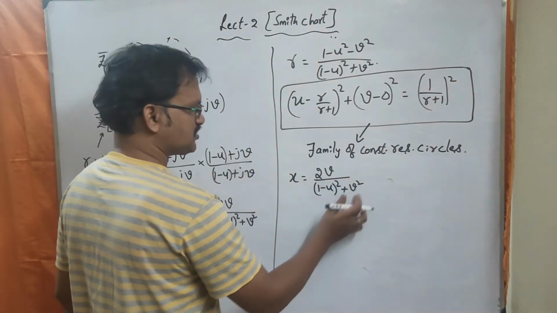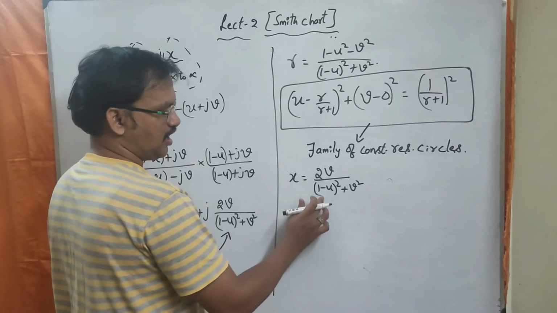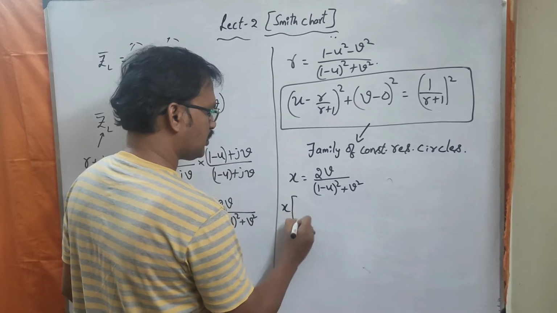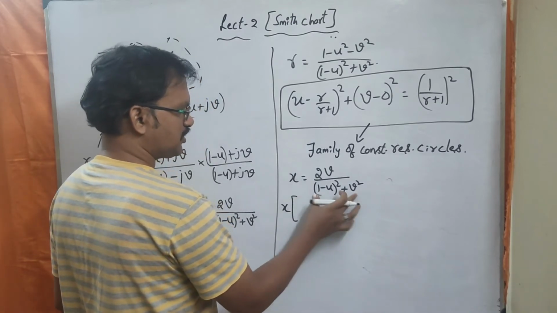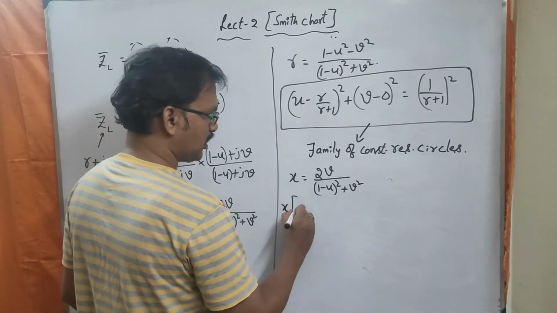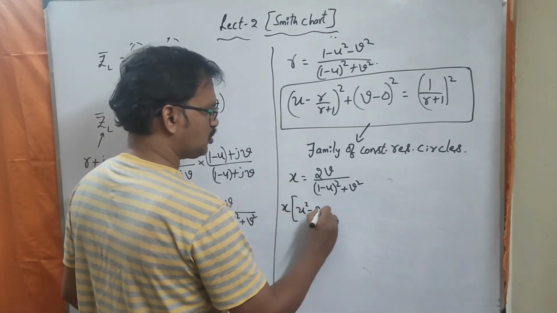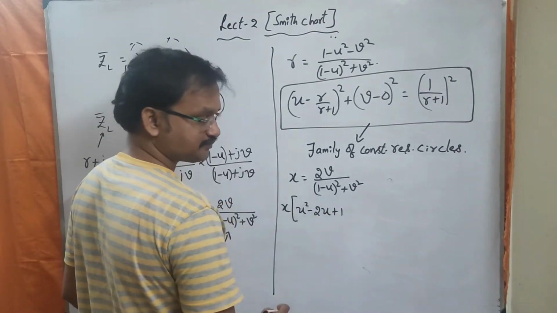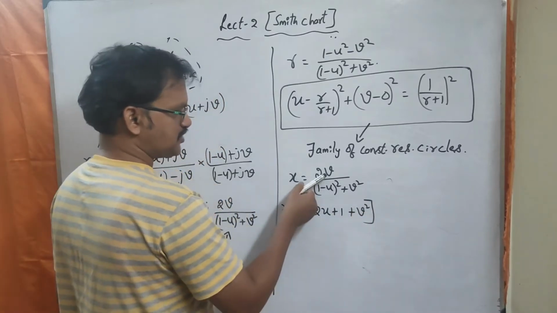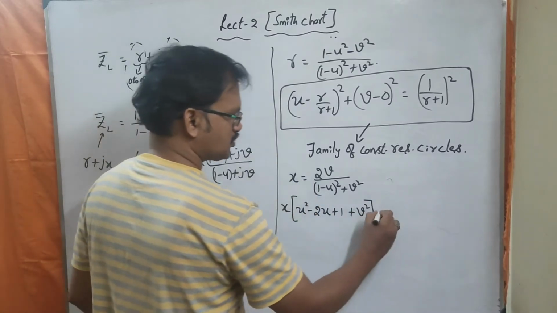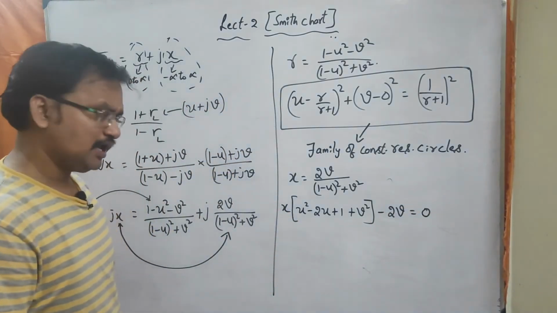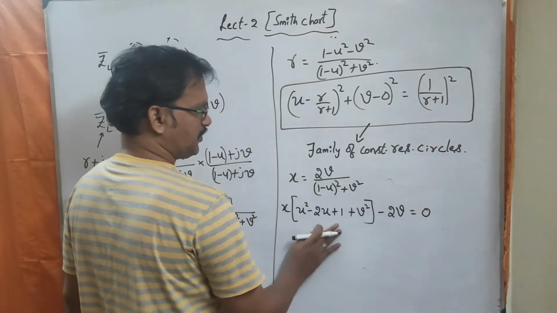Now I am sending this denominator term to this side and expanding this (1 minus u) whole square. So what are you going to get here? x into u square minus 2u plus 1 plus v square, and I am sending this 2v to the LHS. So you are going to get minus 2v is equal to 0.